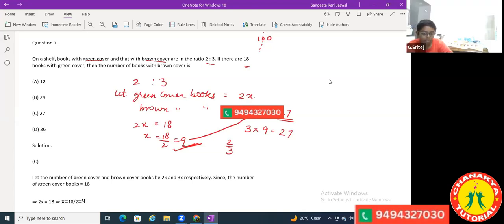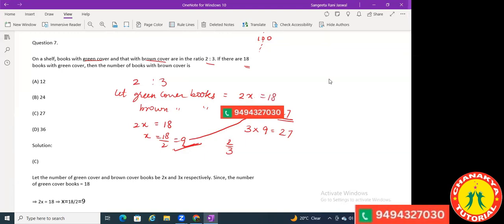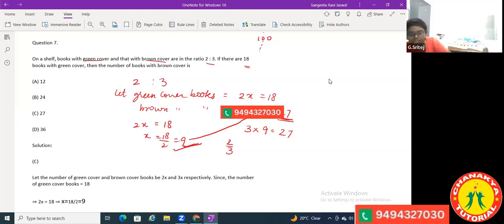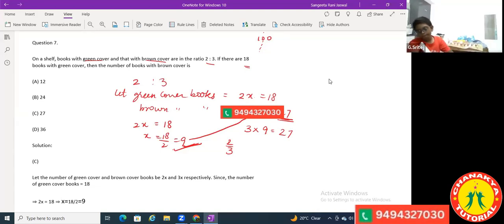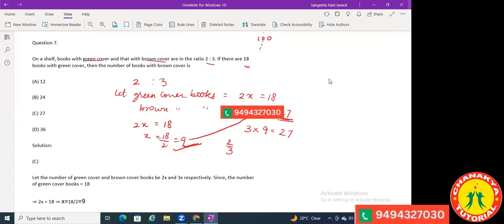Yes, ma'am, I got 2 into 9 is equal to 18. So that's why I did 3 into 9, got 27. Yes, that's what we did. Ma'am, but you did 2x and 3x. No, that's good. That's not a problem. I have just taken the multiple of this. Okay, Ashwath, you were asking why have I taken 2x?